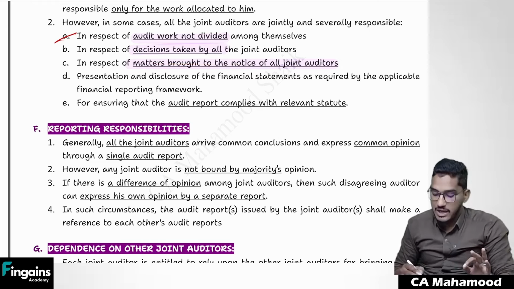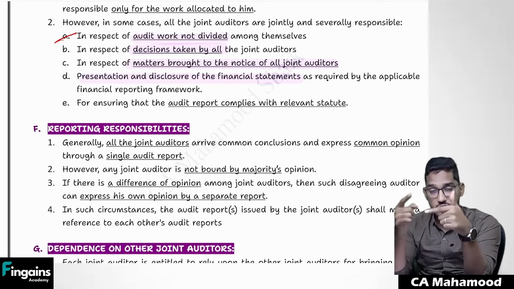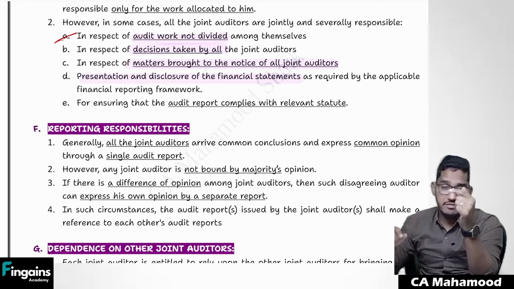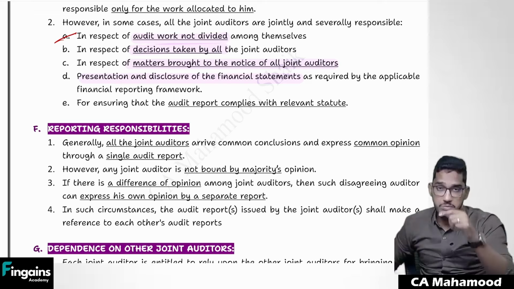Nothing but presentation of the financial statements, whether they are prepared as per Schedule 3, whether all the disclosure requirements of accounting standards are there or not. So checking this presentation is also everybody's responsibility. And in that presentation, if something has gone wrong and none of the joint auditors has taken any action, everybody will be held responsible. And finally, preparation of audit report that complies with the relevant statute.